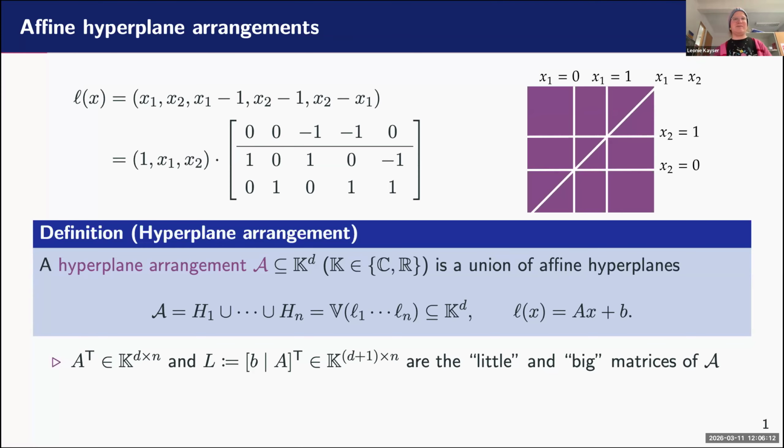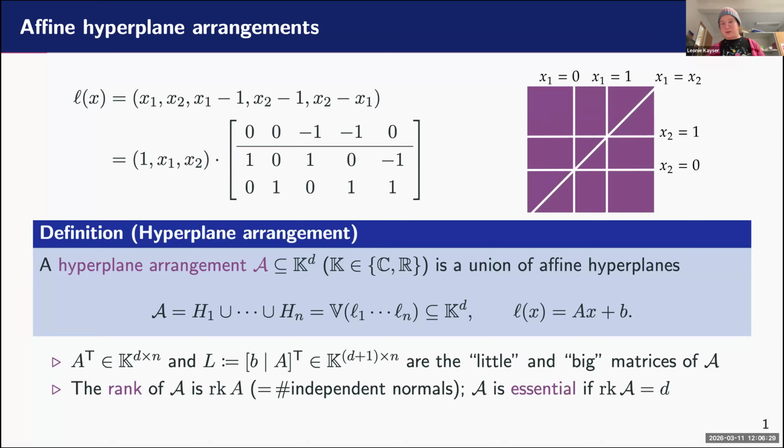And these two matrices, the full matrix L with the row b stacked on top, and just the matrix A, these two will guide us through the talk, and their combinatorics and their matroids. But first, some more notation.